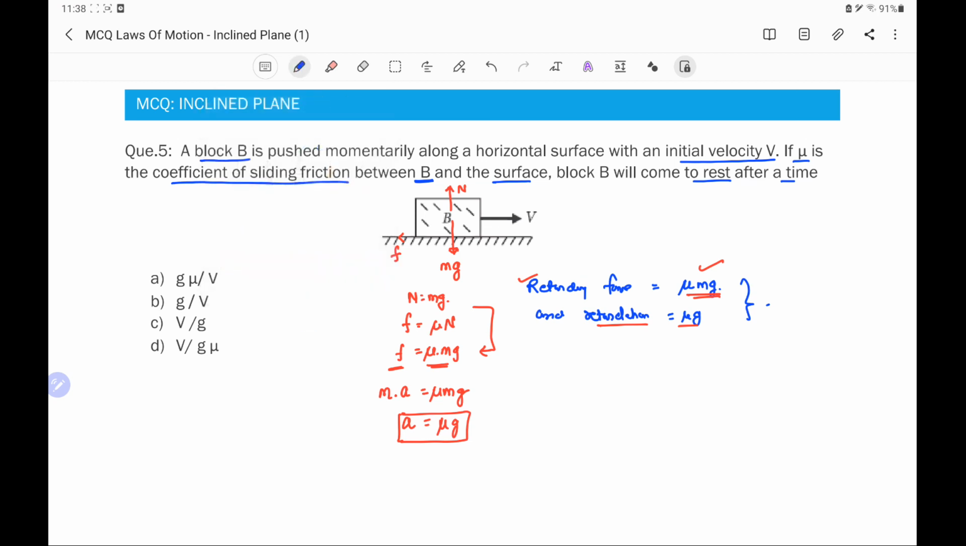Now as per the question, the push given to the block B gives the initial velocity, that is u equal to capital V, and final velocity will be 0 when it comes to rest, and retardation is equal to minus mu g. So using the equation of motion to find the time, we will use the first equation of motion, v equal to u plus at. Substituting the values, v equal to 0, u equal to capital V, and a is minus mu g, into t. Therefore, t equal to V by mu g. Hence, option D is the correct option.